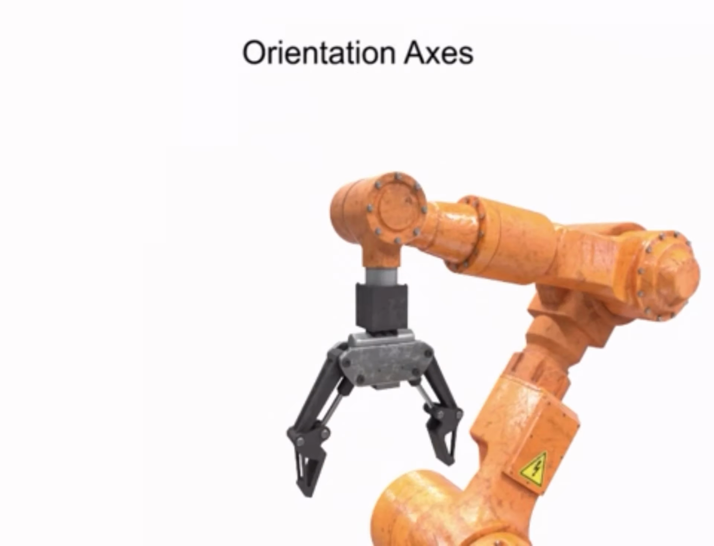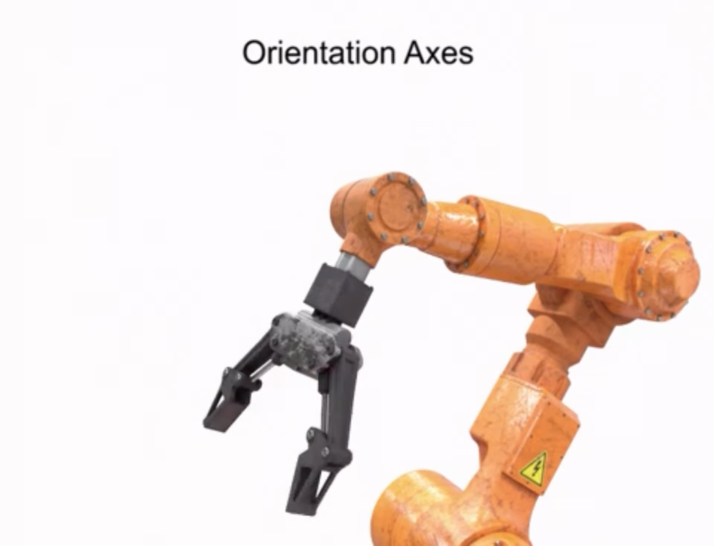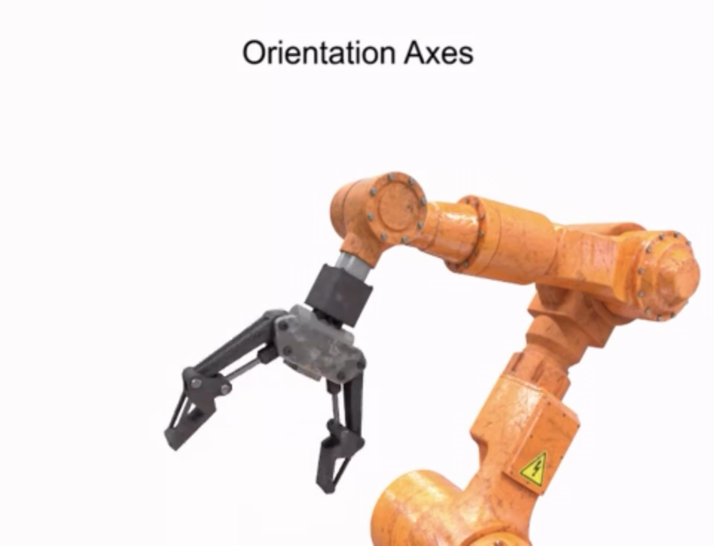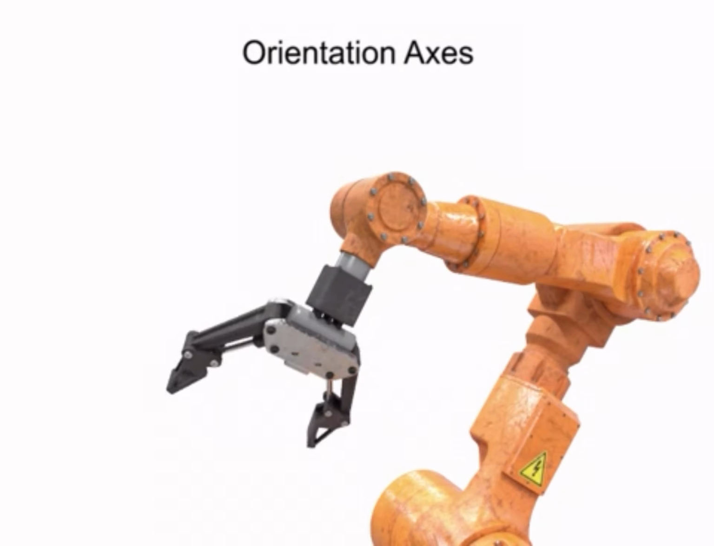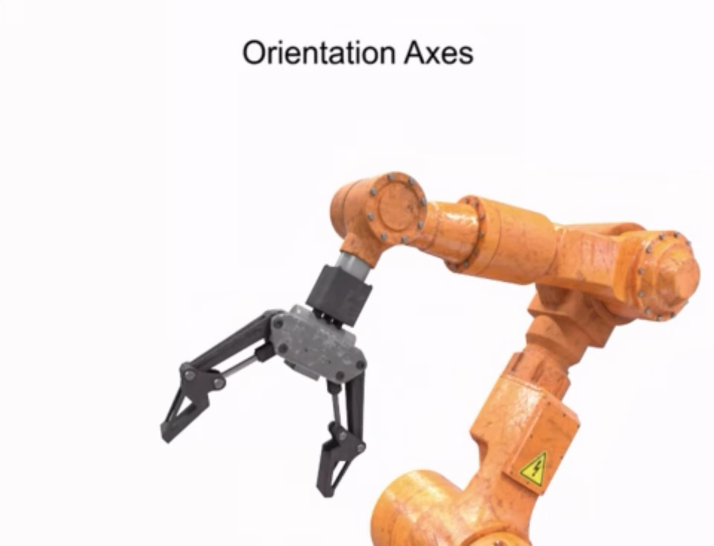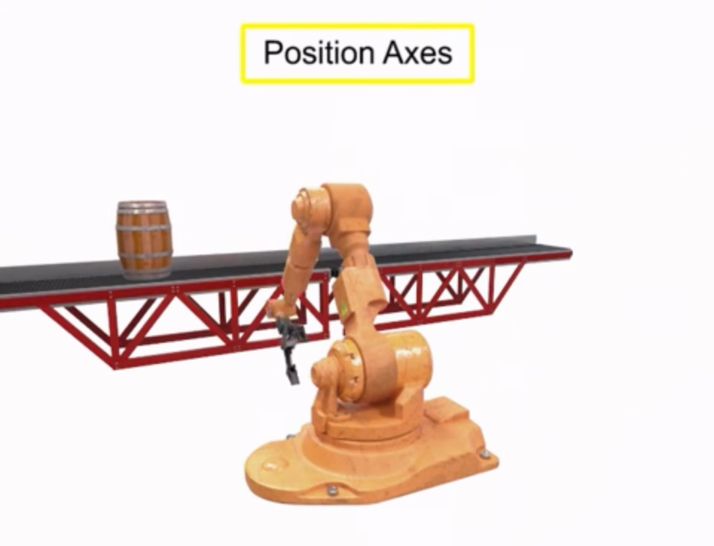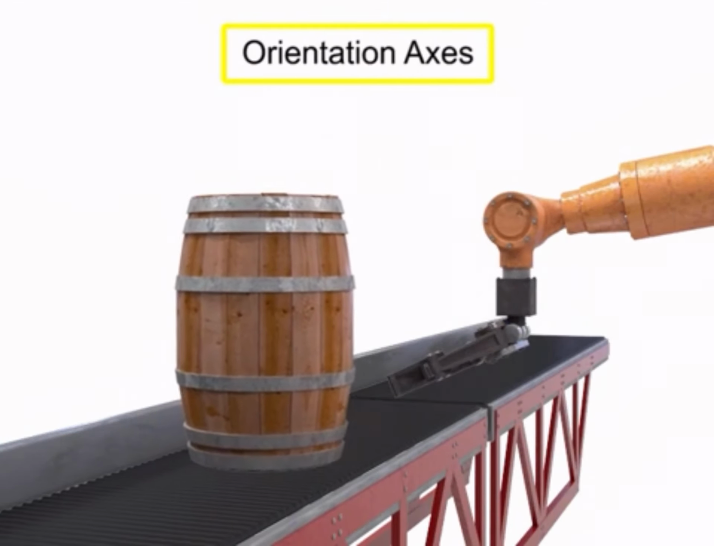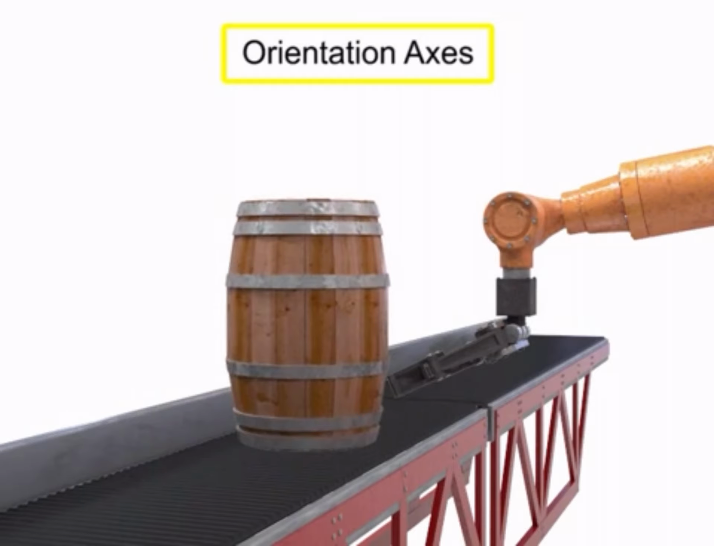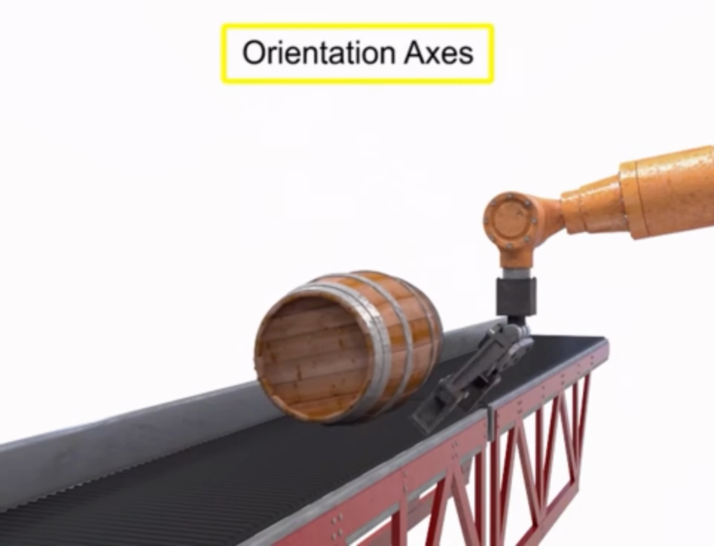The robot's tool moves in the same way. Pitch moves the tool vertically. Roll rotates the tool about its center axis. Yaw turns the tool left and right. The position axes movement at the waist, shoulder, and elbow, along with the orientation axes movement of pitch, roll, and yaw, allow the robot to accomplish its tasks within the work envelope.